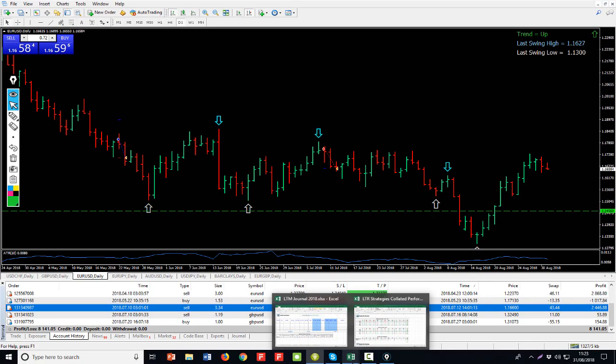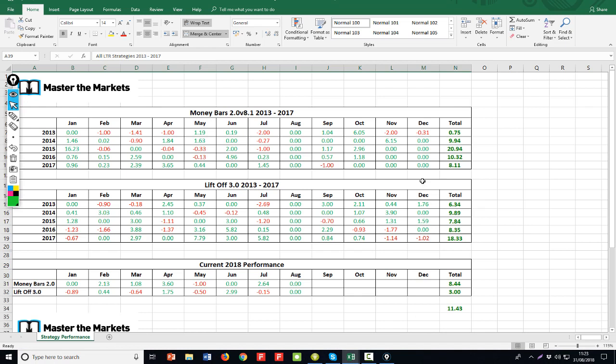What is it in terms of percentage amount? Well, why don't we look at that just here? You can see that if I look at the money bars performance, the current 2018 performance, we are up 8.44% on that trading strategy. Now the question becomes, is that good or is that bad? And how do you then know what the answer to that is?